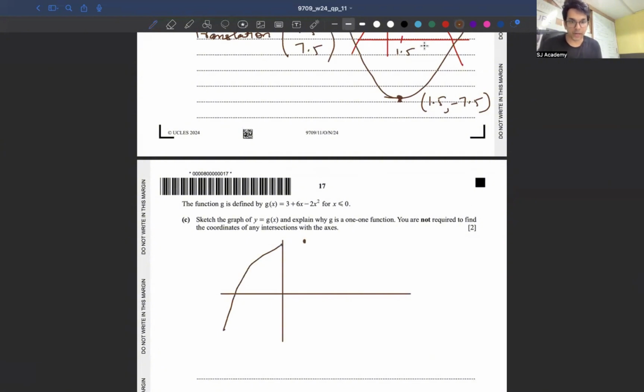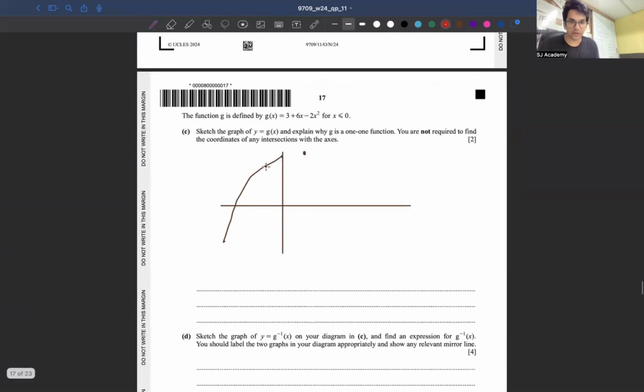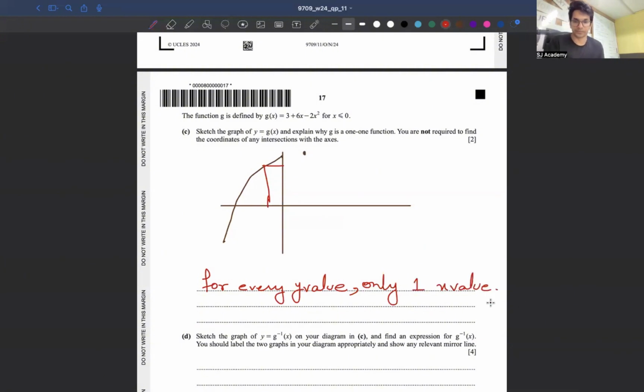And to explain why it is a one-to-one function, it means that for every value of y, we have only one value of x. So we can just write: for every y value, there is only one x value, which makes it a one-to-one function.